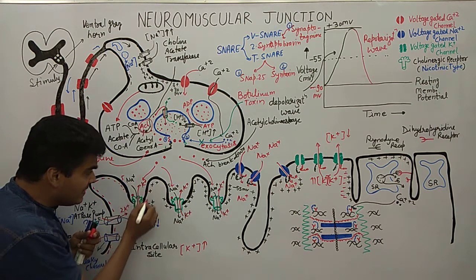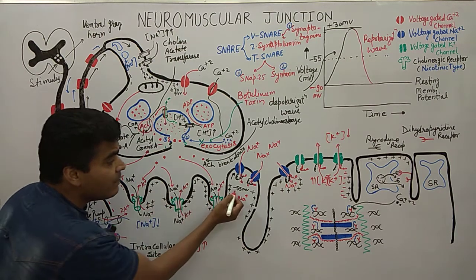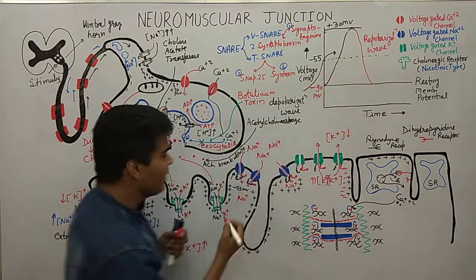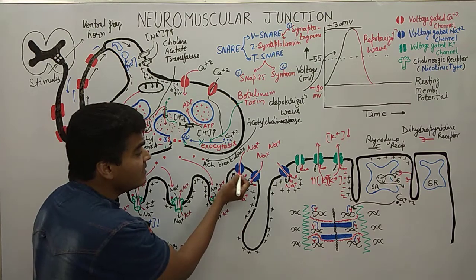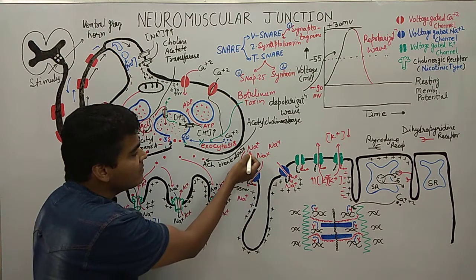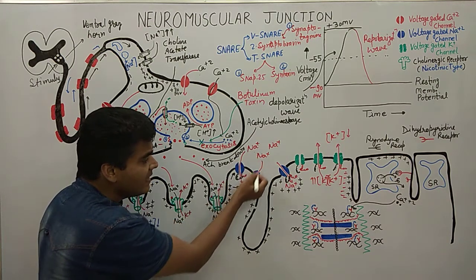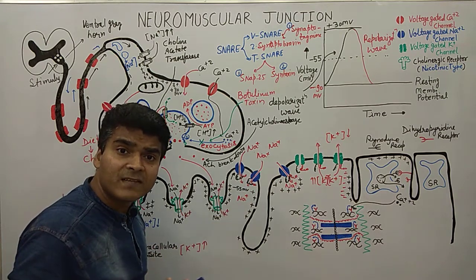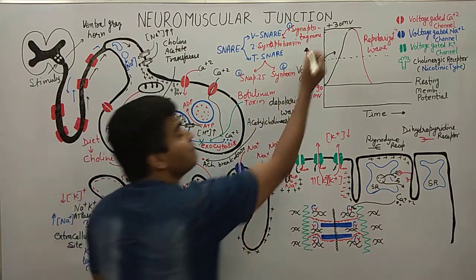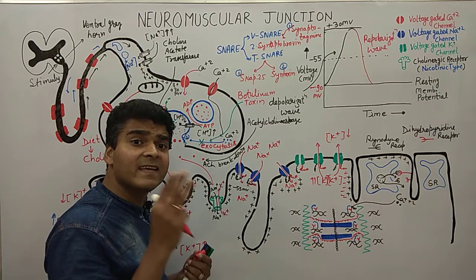So this internal layer becomes more positive, reaching up to the threshold potential. Then the sodium channel opens at minus 55 millivolt. Now sodium is moving inside and generating more positive charge, and this positive charge reaches up to plus 30 millivolt. After reaching plus 30 millivolt, three things happen here.